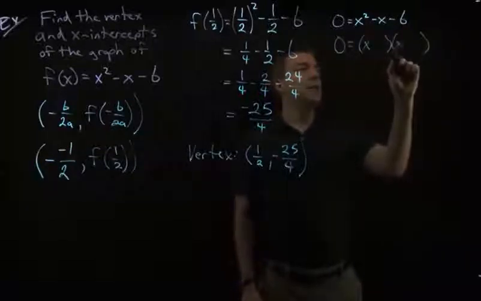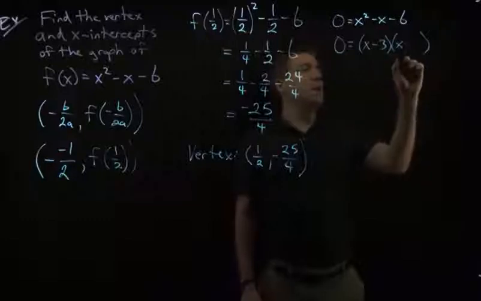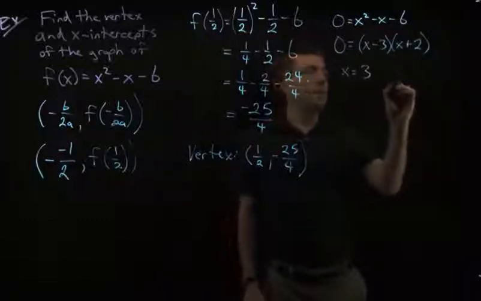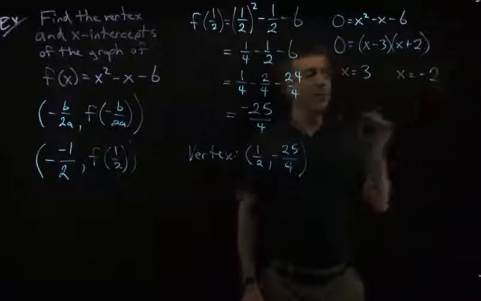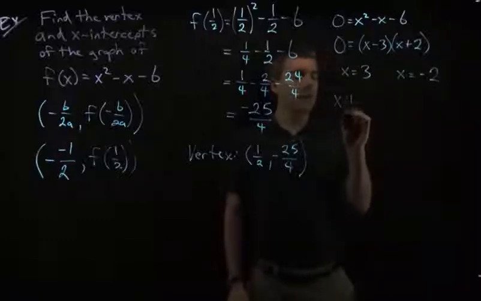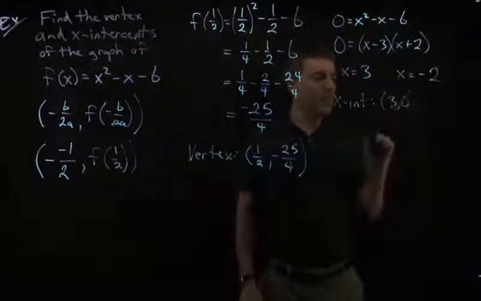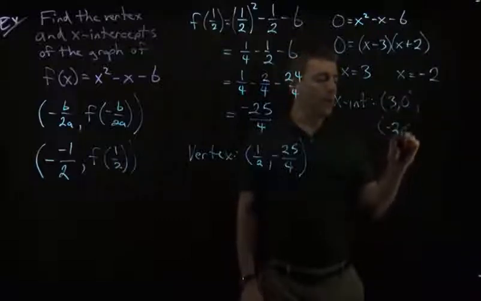So we have x minus 3 and x plus 2. So we have x equals 3, x equals negative 2. That means our x-intercepts are going to be 3, 0, and negative 2, 0.